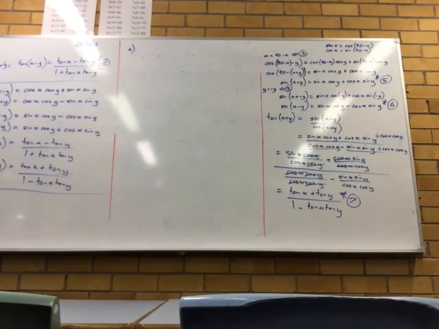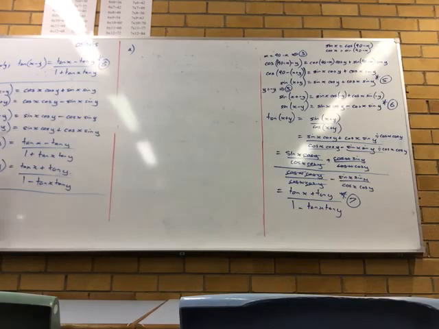Alright? A. Simplify sine 2 alpha cos beta, take away cos 2 alpha sine beta. So you have sine cos, take away cos sine. Which one is it? 1, 2, 3, 4, 5. Number 3.